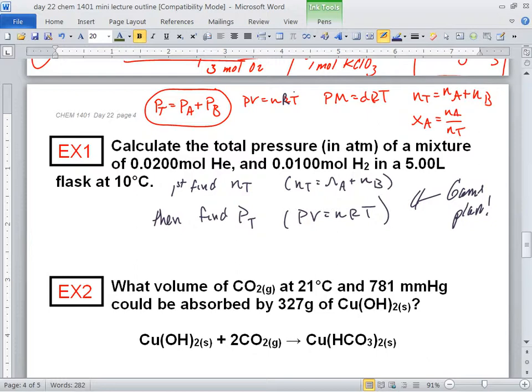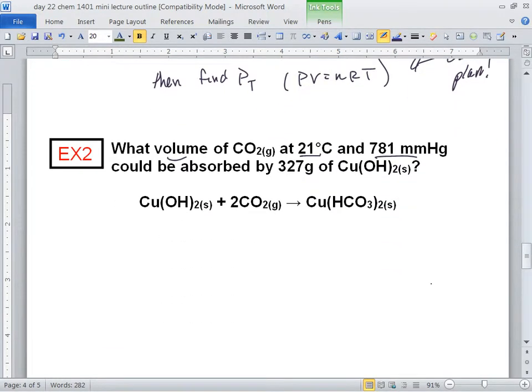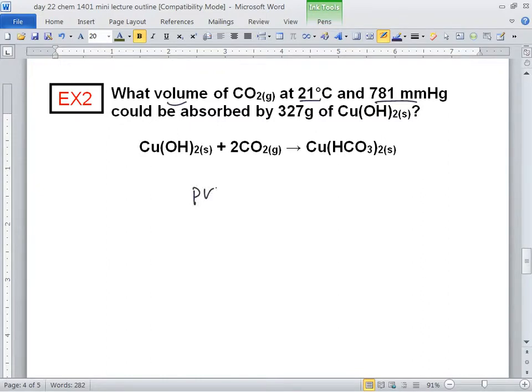One thing that helps me is when I read a question and they start giving me a volume and a temperature and a pressure, all these different things, it almost always points to PV equals nRT. That's the only equation that has all this different stuff in it. Everything else, look, PT equals PA plus PB, nT equals, they're all the same thing. The only equation that has volume, temperature, pressure is PV equals nRT.